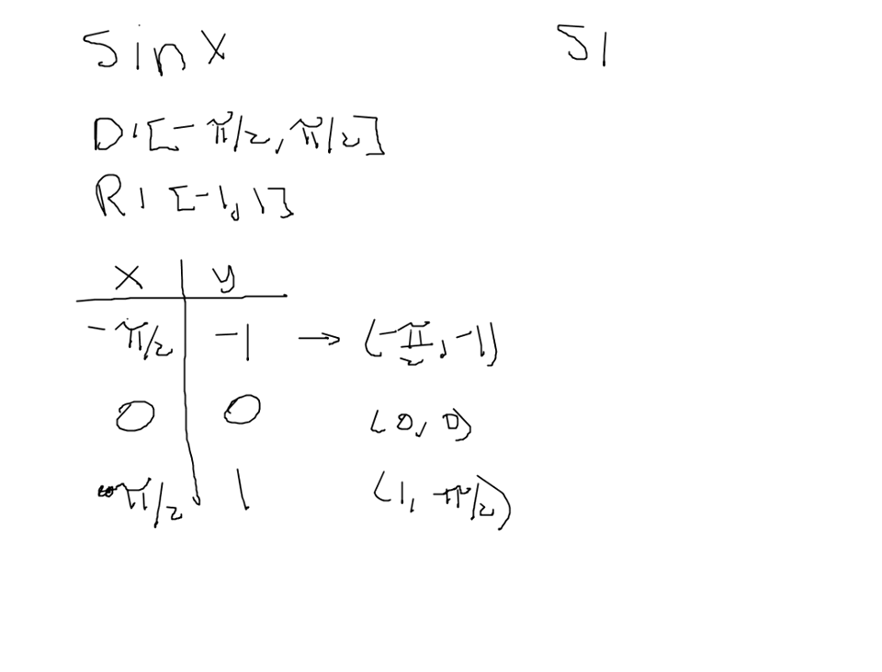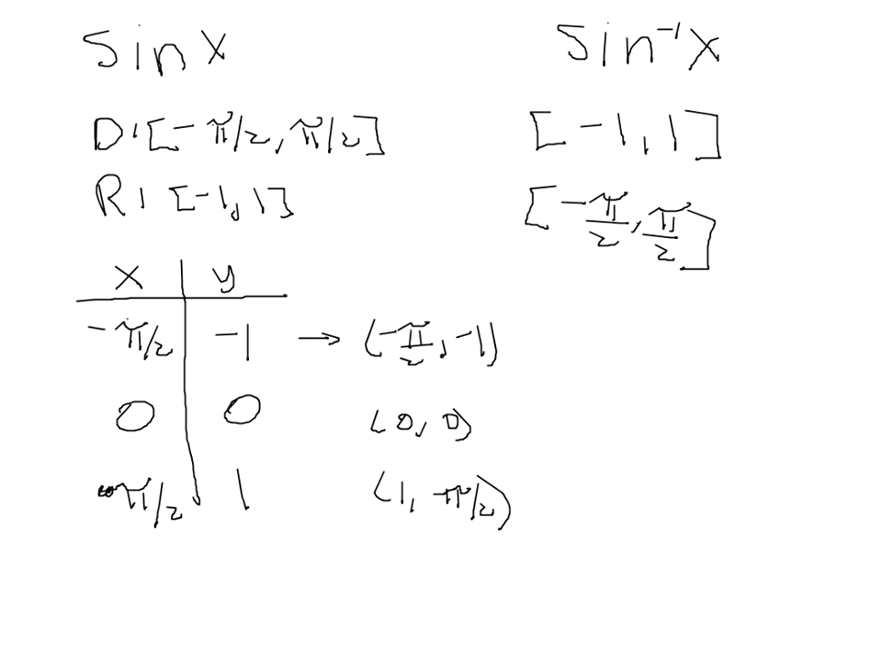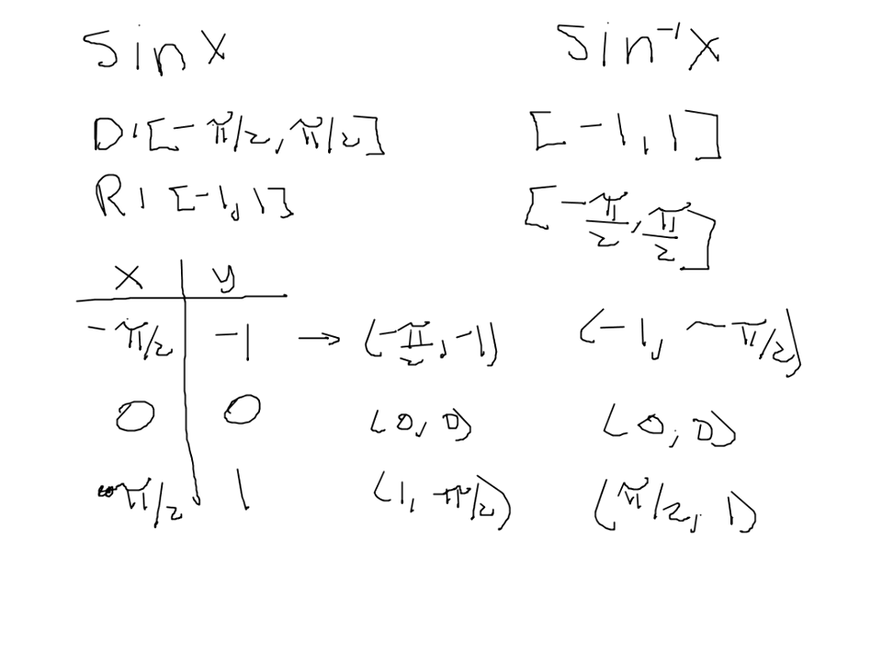Now when I get my inverse, which we just call inverse sine, my range and domain switch places. So my domain becomes -1 to 1. My range becomes -π/2 to π/2. And all of these points switch. So I get the point (-1, -π/2), (0, 0) stays, and I get (1, π/2).